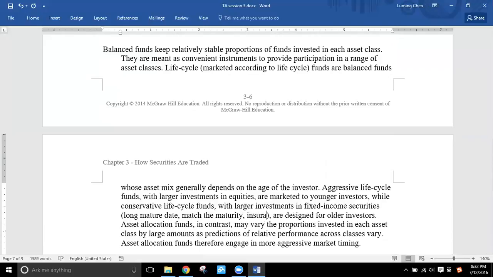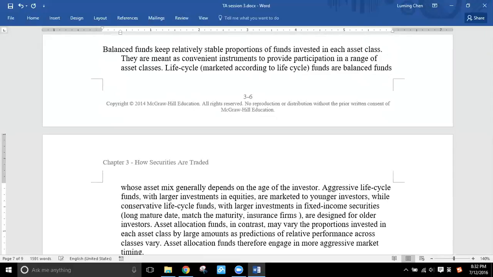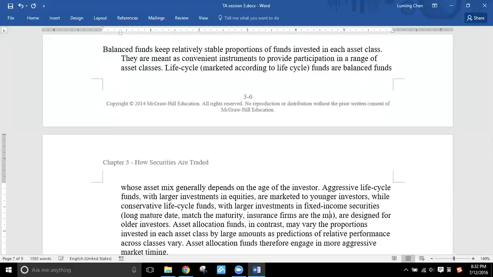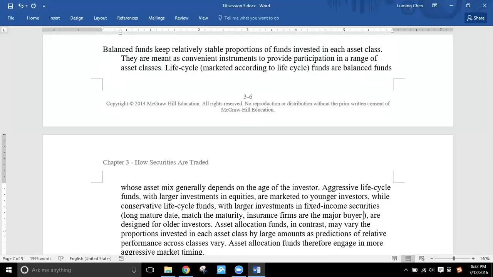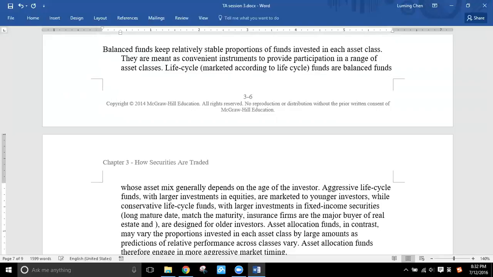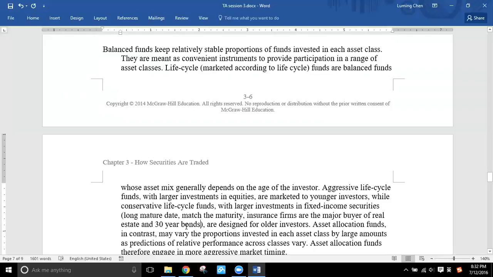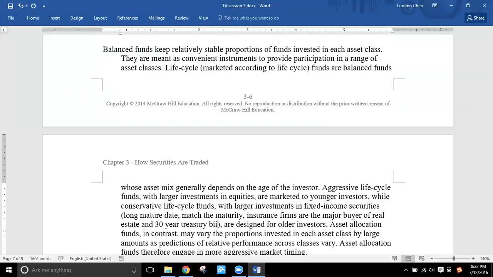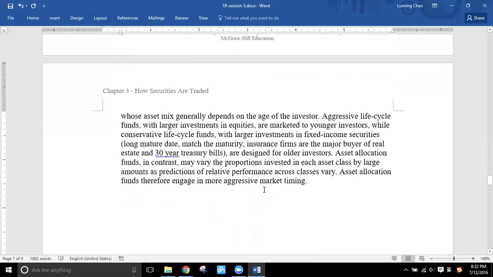So insurance firms are the major buyers of real estate and 30-year treasury bills. So they are designed for older investors.